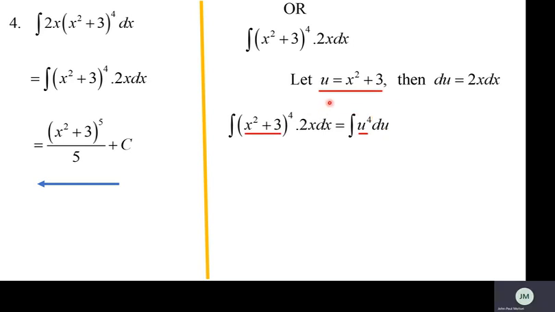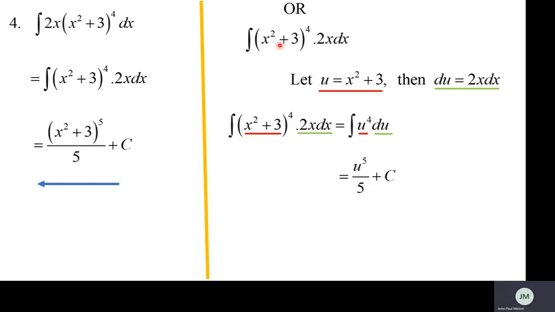We have replaced this x squared plus 3 by u, so we have u to the power 4 du. This 2x dx, we said is du there, so we just replace it by du. Right, so we add 1 to the exponent, then divide by the new exponent, and this is what we get.